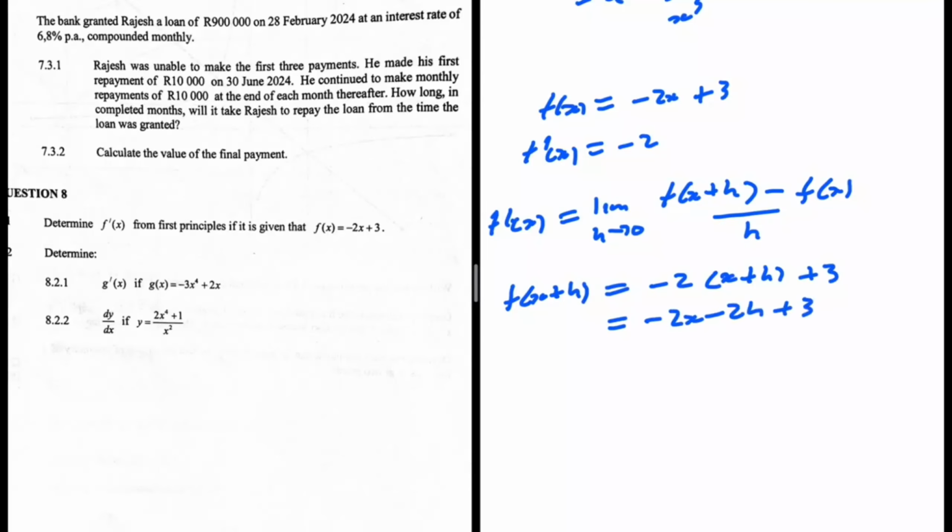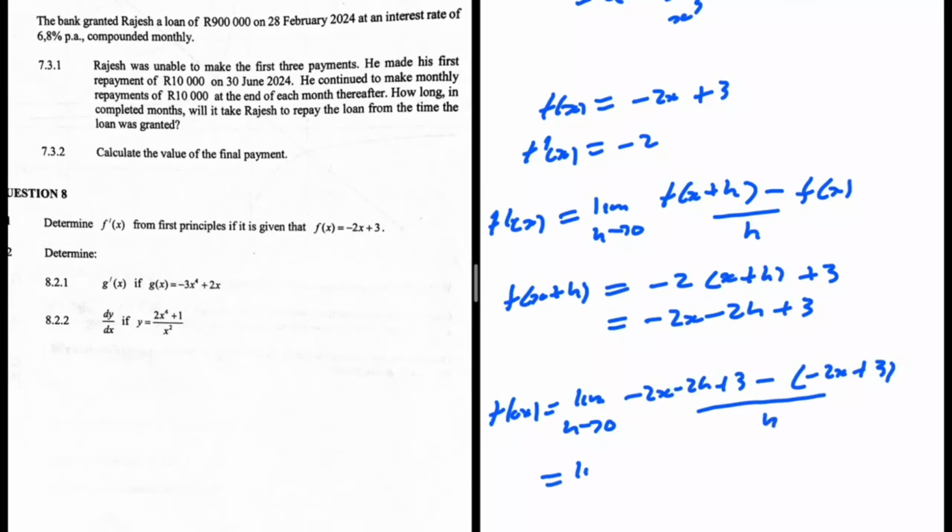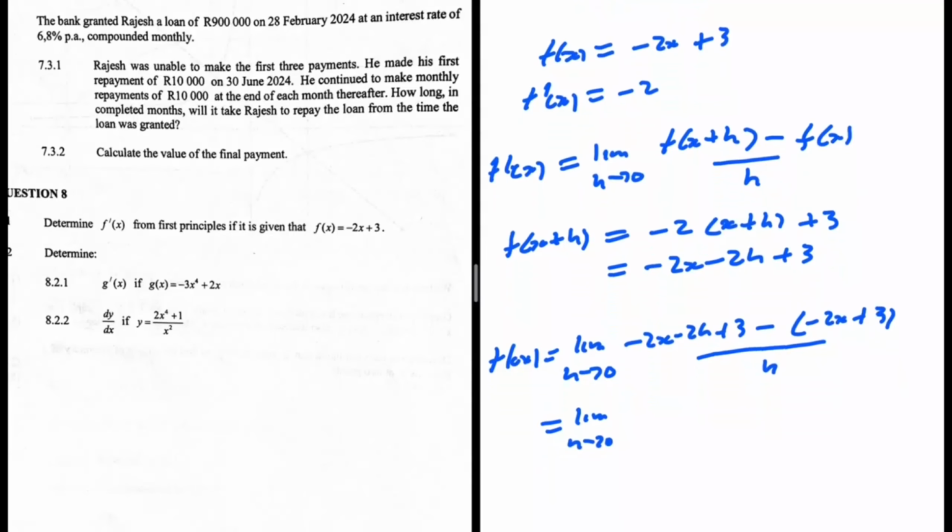Right. So f prime of x therefore is equal to the limit as h tends to 0 of minus 2x minus 2h plus 3 minus, minus 2x plus 3, everything divided by h. So the limit as h tends to 0 will be minus 2x plus 2x, that is 0, and then plus 3 minus 3, that is 0. So we're left with minus 2h over h. So this is equal to minus 2.